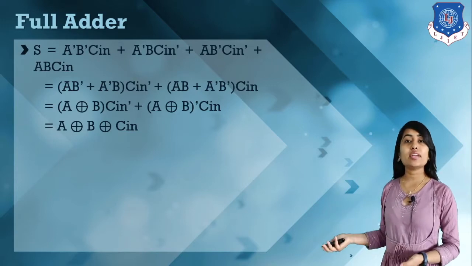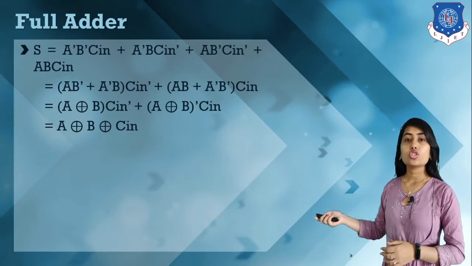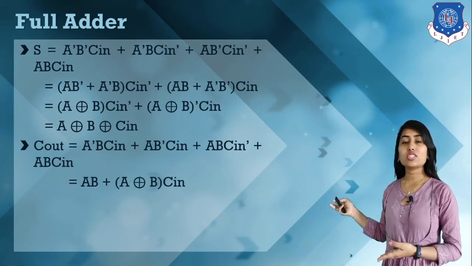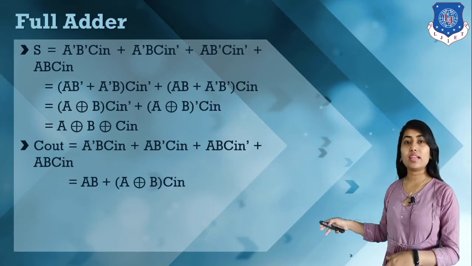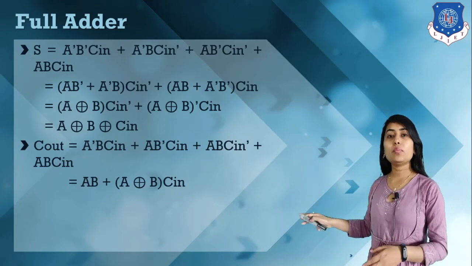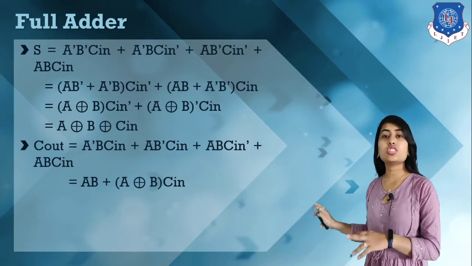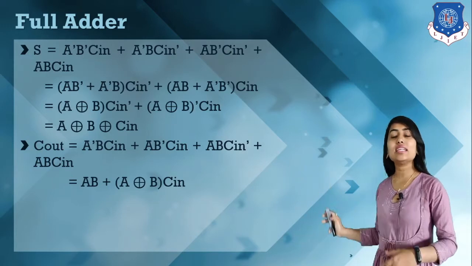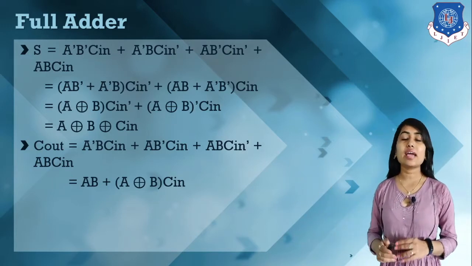We can also identify the equation for carry. We can write the equation for carry like this, and it can be simplified to A times B plus (A XOR B) times Cin. So this is our carry equation and sum equation. By considering these equations, we can design the full adder circuit.